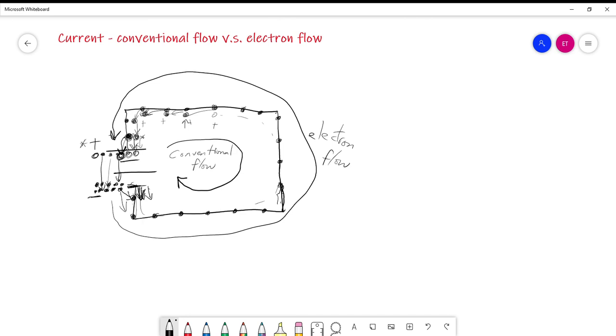I think it gets the name conventional because, like I said, in the early days of experimentation, they had to pick positive or negative. They had this notion that yes, it is opposite charges, but they just picked one as the moving thing. But they both are real. They both are happening simultaneously. So I hope that helps clear up any debate as to which is the real one. They're both real. Like I said, we'll be using conventional flow, and that is the flow of positive charge.